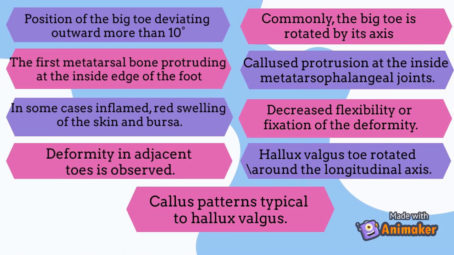Commonly, the big toe is rotated on its axis, with the first metatarsal bone protruding at the inside edge of the foot, callus protrusion at the inside metatarsophalangeal joint, in some cases inflamed, red swelling of the skin and bursa, flattening of the transverse arch of the foot and spread forefoot, decreased flexibility or fixation of deformity. Deformity in adjacent toes is observed, the Hallux valgus toe is rotated around the longitudinal axis, and there is a callus pattern typical to Hallux valgus.